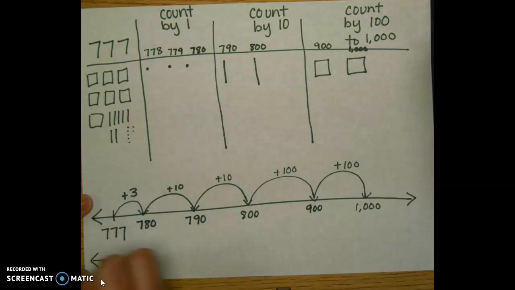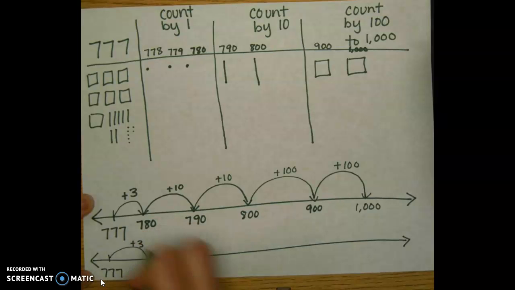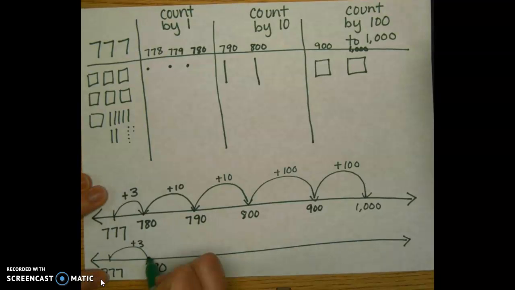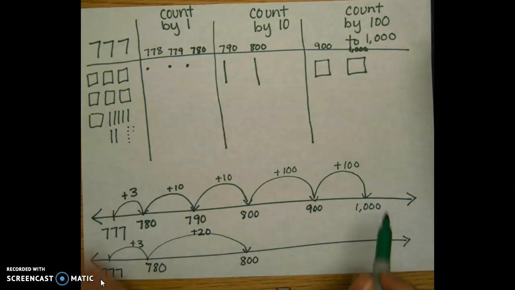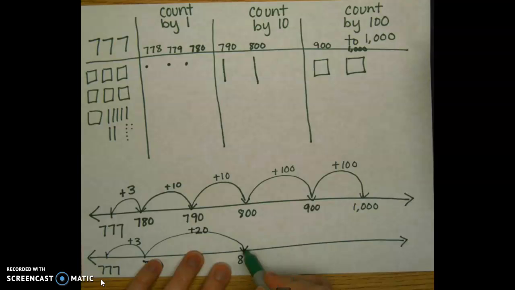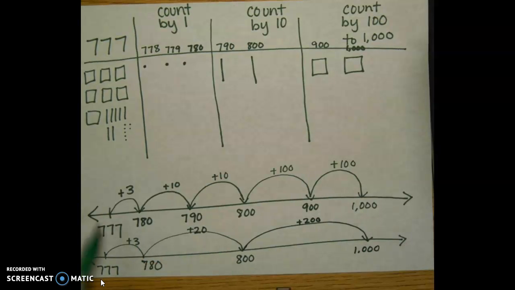We could also write it like this, showing those combined jumps. So if we add 3, we get to 780. If I put my tens together, I can make a jump of 20, and that gets me to 800. If I put my hundreds together, that's a jump of 200, and that gets me to 1,000. Either one of these number lines will show the counting on method.